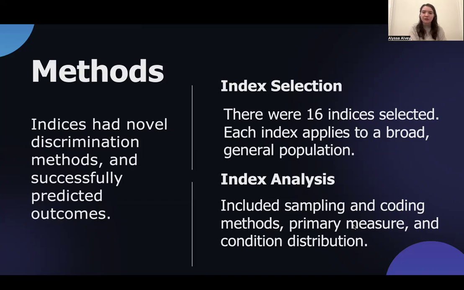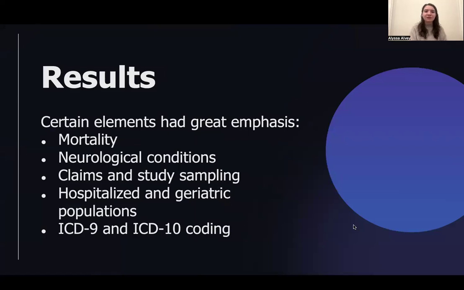These generally included sampling and coding methods, primary measure, and condition distribution in terms of which functions of an index were analyzed. Certain elements had greater emphasis. Mortality by far was the most common primary measure, with mortality not only just being that, but also being a secondary measure of a lot of indices. Neurological conditions, out of the three conditions that impact autistic people the most, that being neurological conditions, gastrointestinal conditions, or psychiatric conditions, were preferentially chosen by index creators.